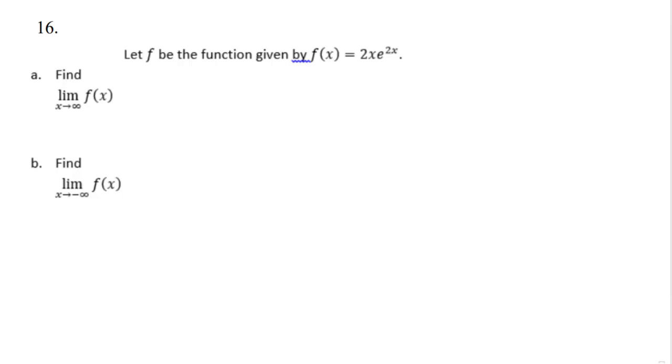All right, for this next one, we've got the function f of x equals 2x times e to the 2x. And we want to find the limit as x approaches infinity. Well, that's just infinity for the 2x, right? 2 times infinity is infinity. And e to the infinity is just infinity. Infinity times infinity is infinity.